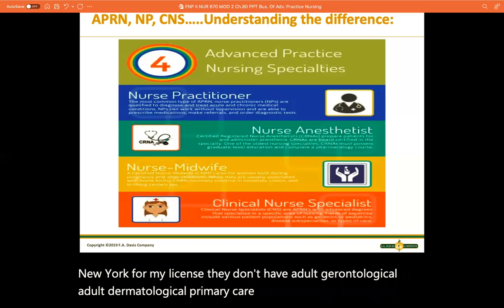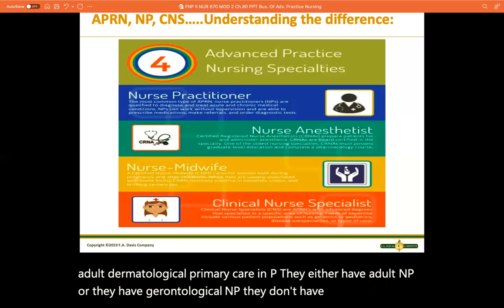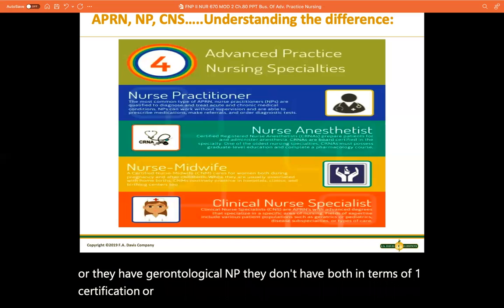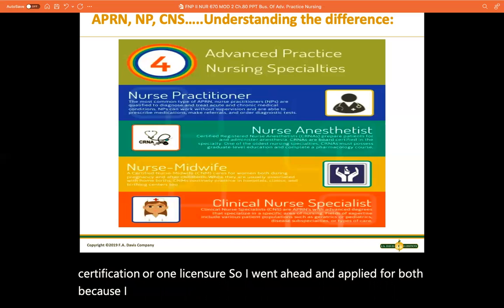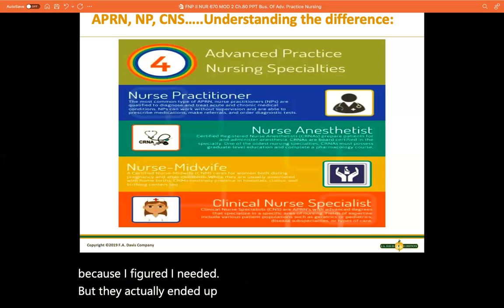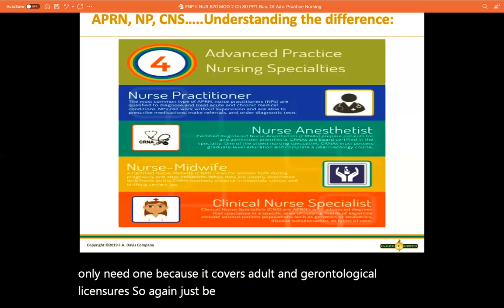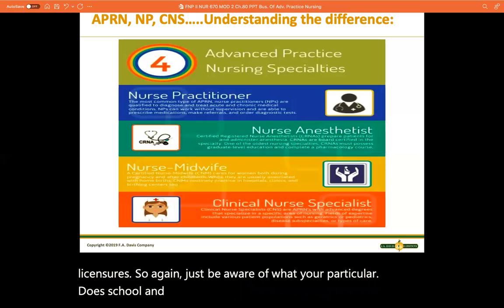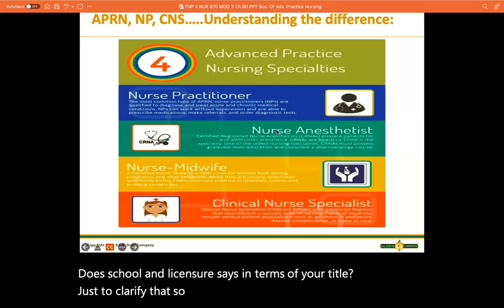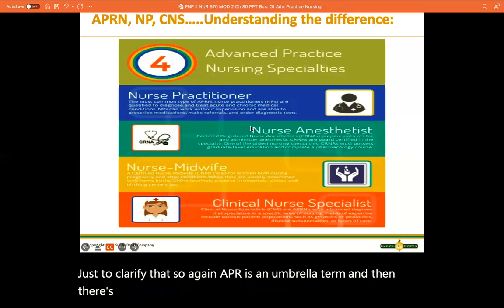primary care NP. They either have adult NP or they have gerontological NP. They don't have both in terms of one certification or one licensure. So I went ahead and applied for both because I figured I needed both, but they actually ended up returning one of them and said you only need one because it covers adult and gerontological licensure. So again, just be aware of what your particular school and licensure says in terms of your title. All right, just to clarify that. So again, APRN is an umbrella term, and then there's specific nurse practitioner types and clinical nurse specialists that fall under the APRN specialty.